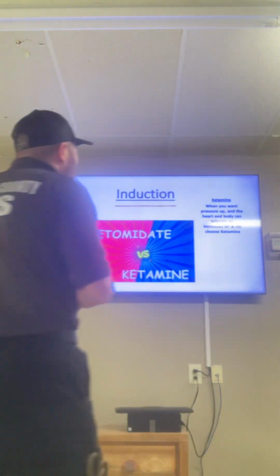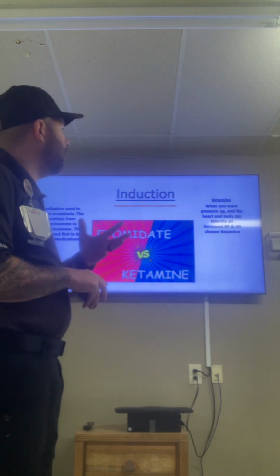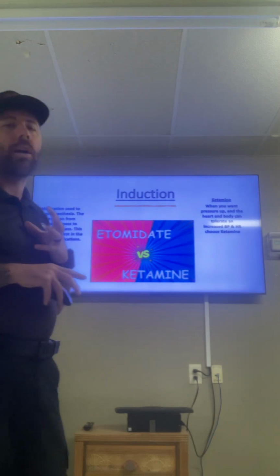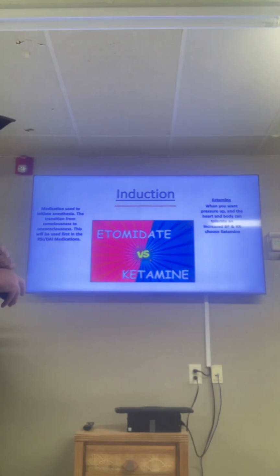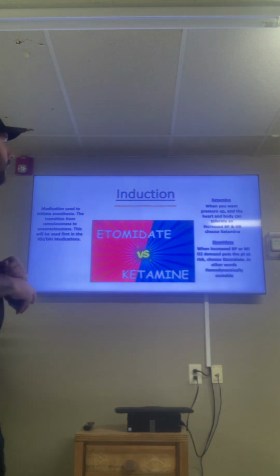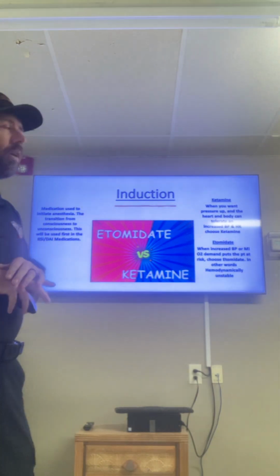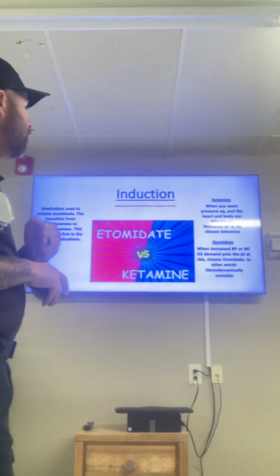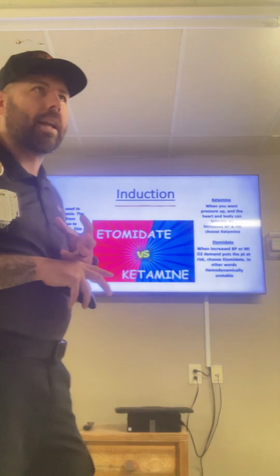So your ketamine. When you want your pressure up and the heart and body can tolerate an increased BP and heart rate, then you would want to choose ketamine if you have that option. Etomidate: when increased BP or myocardial O2 demand puts the patient at risk, choose etomidate. In other words, when they're hemodynamically unstable.